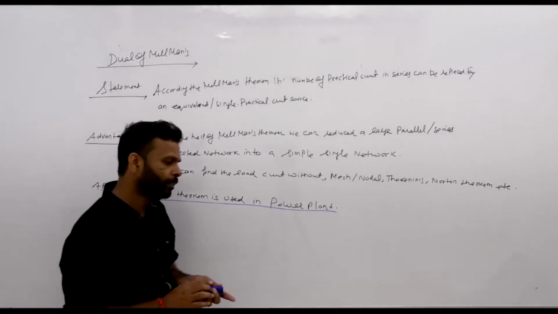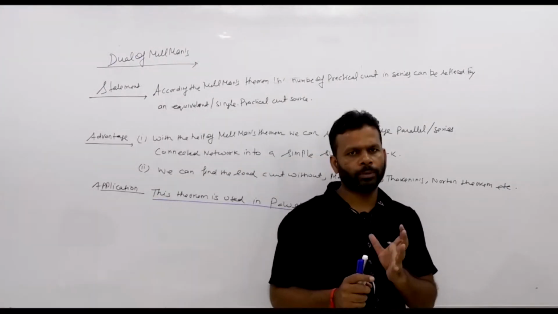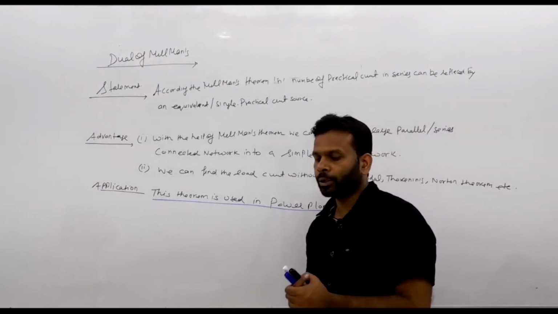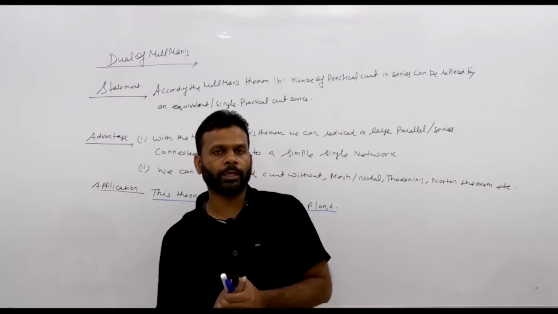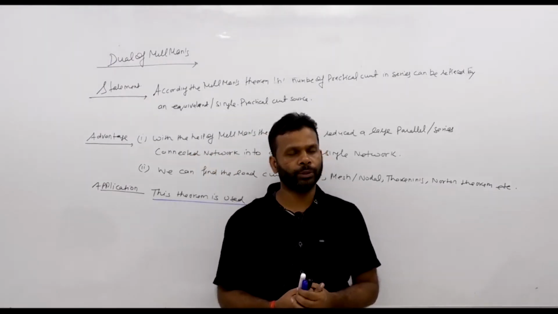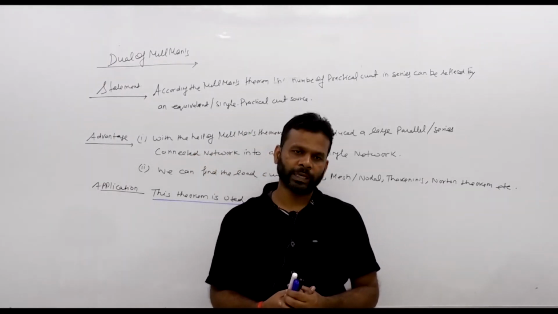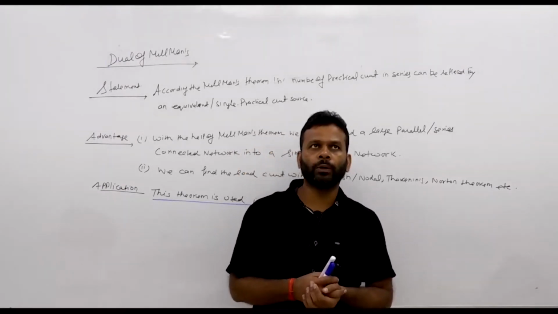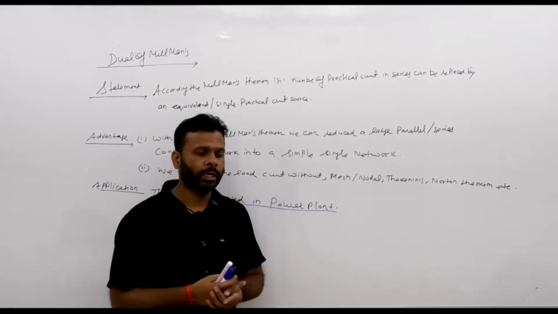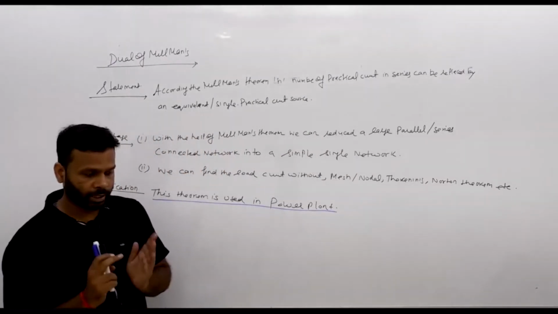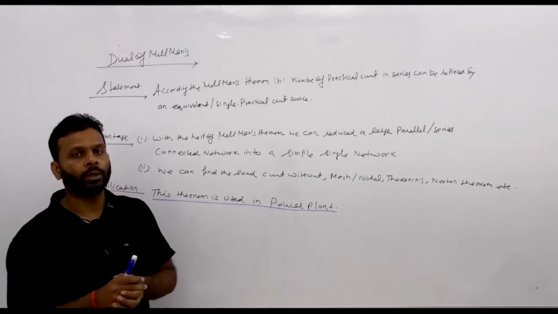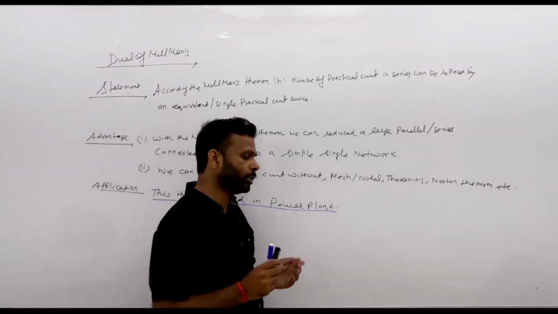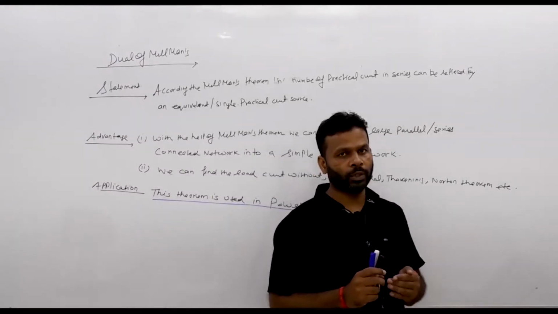तो Millman's theorem क्या है? अगर हम Millman's theorem को conclude करें, बहुत छोटी theorem है. According to the Millman's theorem, n number of parallel connected Thevenin's circuit can be reduced into a single Thevenin's circuit either for the AC or for the DC. Simply अगर मैं dual of Millman की बात करूं, so n number of series connected Norton circuits can be replaced or can be reduced into a single Norton equivalent circuit.